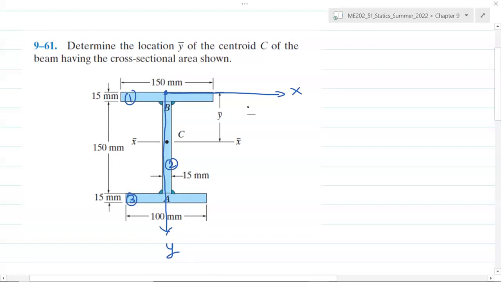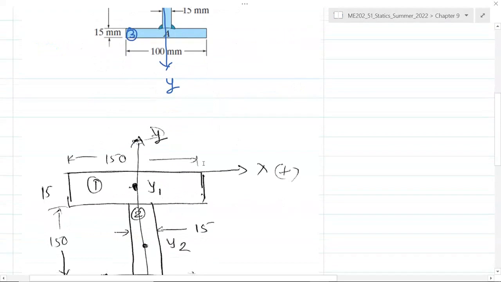Now the x centroid for all the shapes is 0 because it's on the x equal to 0 line. So this point is our 0, 0: 0 in x and 0 in y. And the height is measured from here. So this height here is 15 millimeter in y. This is 15 plus 150 millimeter, and this is 150 plus 30. So it's 180 millimeter from the top. And then what we do is we calculate the centroid for each shape individually for y centroid and then apply that equation.